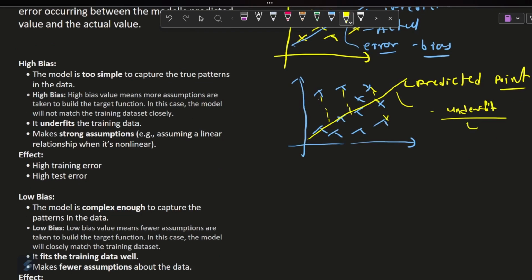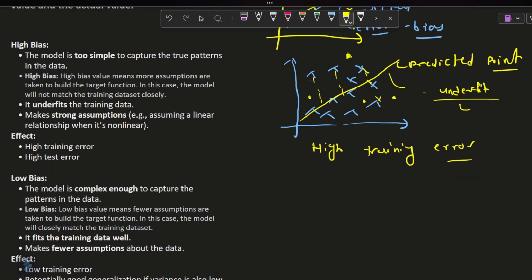In that particular case, there is a high training error when we train the model. So basically, this is a high error when we calculate the accuracy. Similarly, there is a high test error as well. The test point can be anywhere. So in both cases, training and test, the error will be too high.